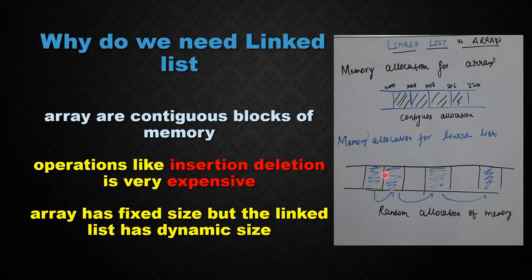But in the case of a linked list, you can see that the memory has not been allocated in a contiguous manner. One node has been allocated here, the next one is allocated here, the next one here, and so on, right? So insertion and deletion becomes very expensive in the case of an array.